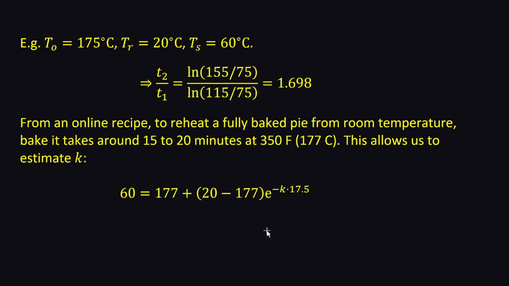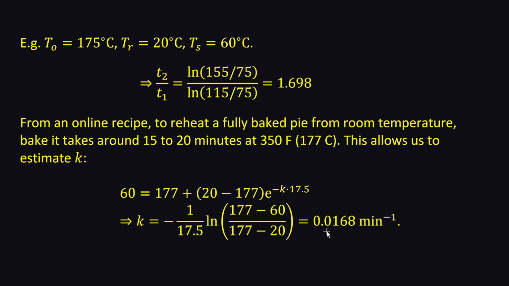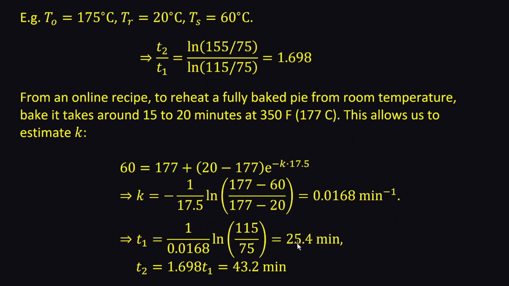From this, we can solve for k, which turns out to be 0.0168 with a unit of minute to the minus 1. Now that k is estimated, t1 is just the natural log of 115 over 75 divided by k. So we have t1 is roughly 25.4 minutes given my oven setting. And the total cooking time t2 is 1.698 times t1, which equals 43.2 minutes.